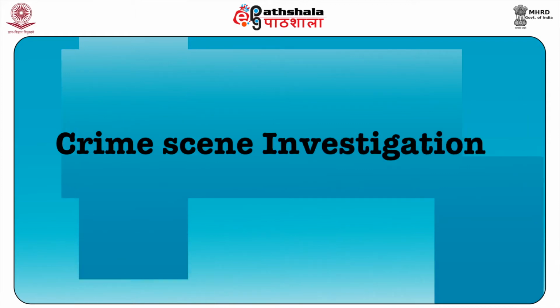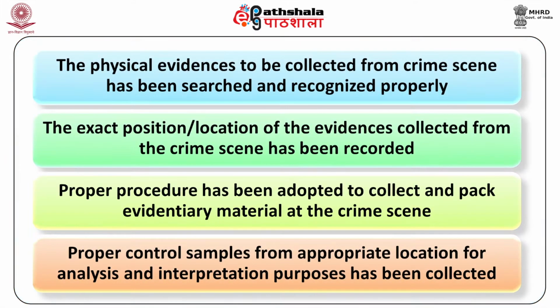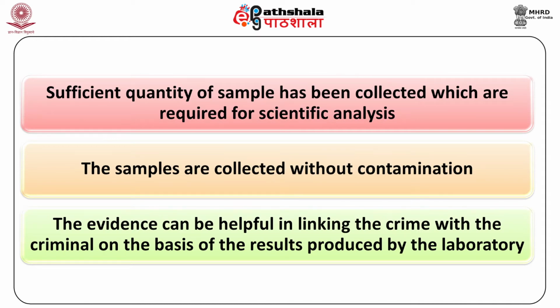Now, the crime scene investigation. The success or failure of the application of forensic science in processing a criminal case mainly depends upon the crime scene investigation, only if the physical evidences to be collected from the crime scene have been searched and recognized properly. Next, the exact position and location of the evidences collected from the crime scene has been recorded. Now, the next point, the proper procedure has been adopted to collect and pack evidentiary materials at the crime scene. Next, proper control samples from appropriate locations for analysis and interpretation purposes have been collected. Next, sufficient quantity of sample required for scientific analysis has been collected. Next, the samples are collected without contamination.